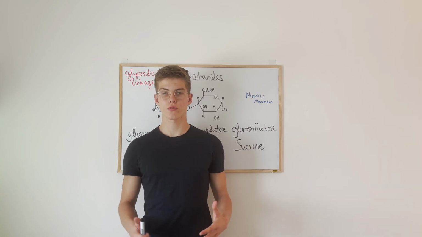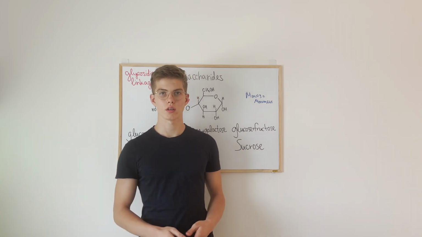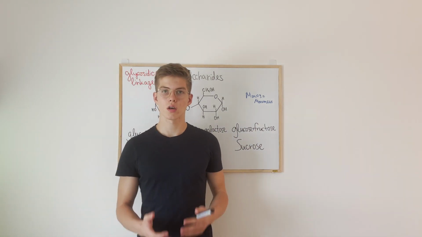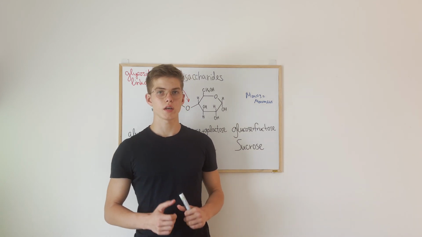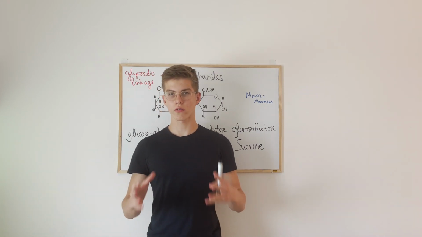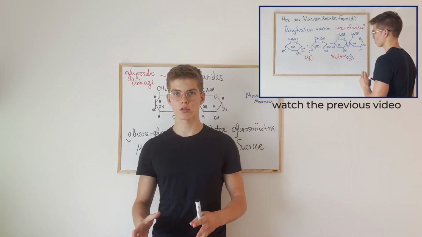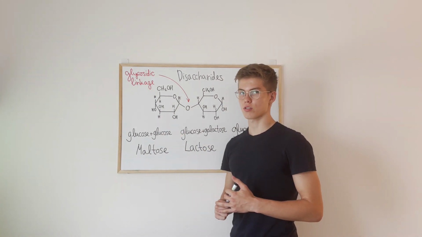Monosaccharides can serve as monomers for larger sugar molecules, such as disaccharides. But the question is, how are these sugar molecules connected? They are connected through a covalent bond that is formed through a dehydration reaction, and that is called a glycosidic linkage.